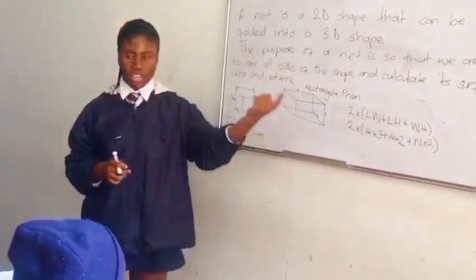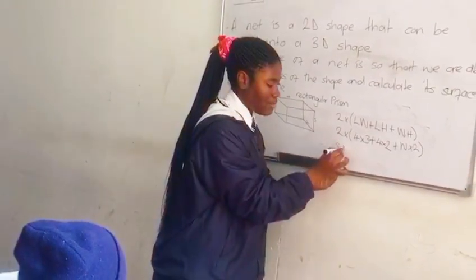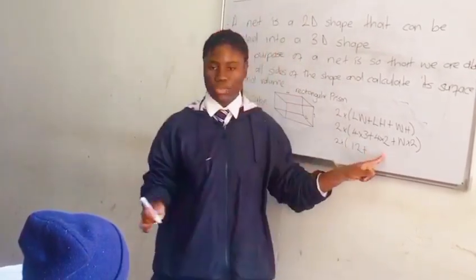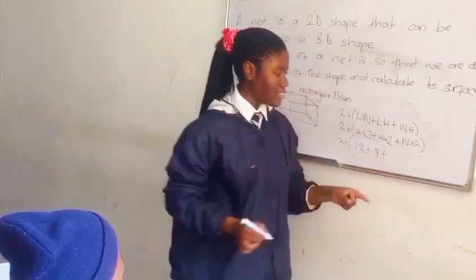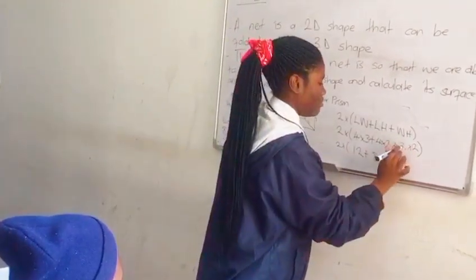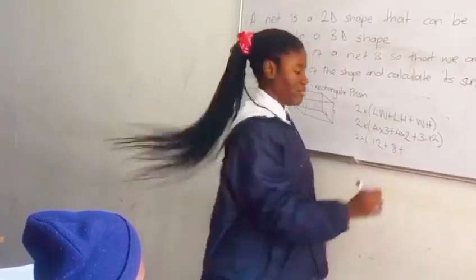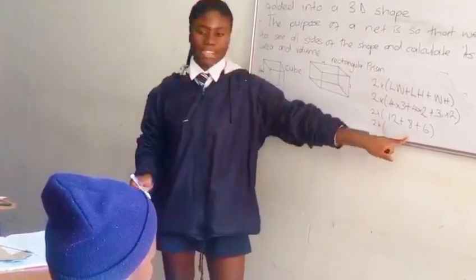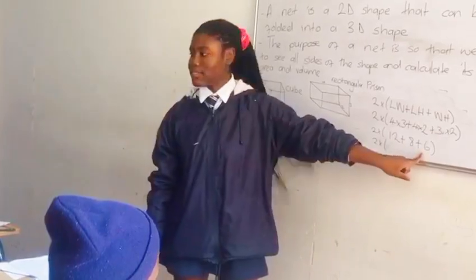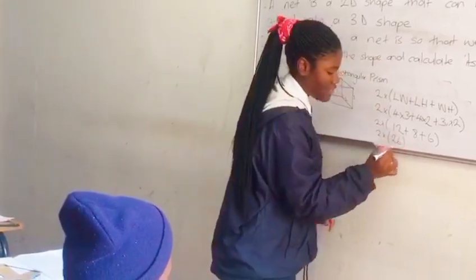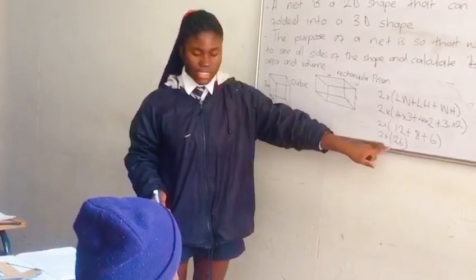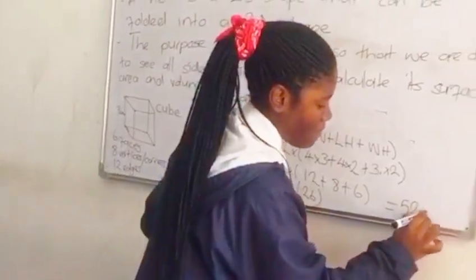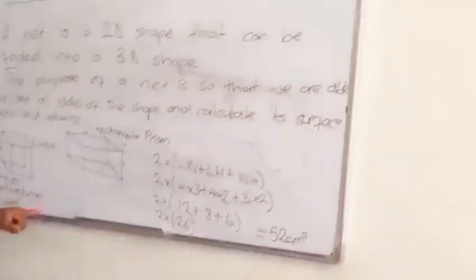Now we're going to calculate this. We say 2 times bracket 4 times 3, 12, plus 4 times 2, 8, plus 3 times 2, 6, close brackets. Now we say 2 times bracket 12 plus 8, 20, plus 6, 26. Now we have 2 times 26, which is 52. So our answer becomes 52 square centimeters.